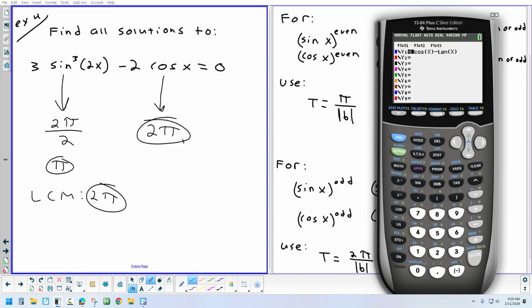It's already equal to 0, so I don't have to rearrange it to make that happen. So we're going to type in 3 sine 2x cubed. That's how you do it. That's 3 sine cubed 2x minus 2 cosine x. And remember, we're looking for how many times it crosses the x-axis. Check your window. We're good. 0 to 2 pi.